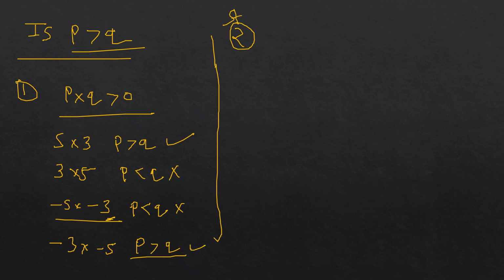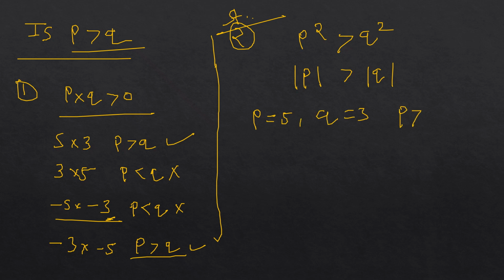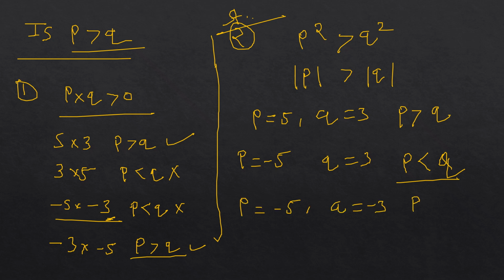Now statement number 2, where we have P square is greater than Q square, or we can write it like mod P is greater than mod Q. Now in the same way, suppose P is 5, Q is 3, so P is greater than Q. If P is minus 5, Q is 3, again, now Q is greater than P, and if P is minus 5, Q is minus 3, again, Q is greater than P. So here, same as statement 1, we didn't find any uniqueness. So this is also not a valid statement.